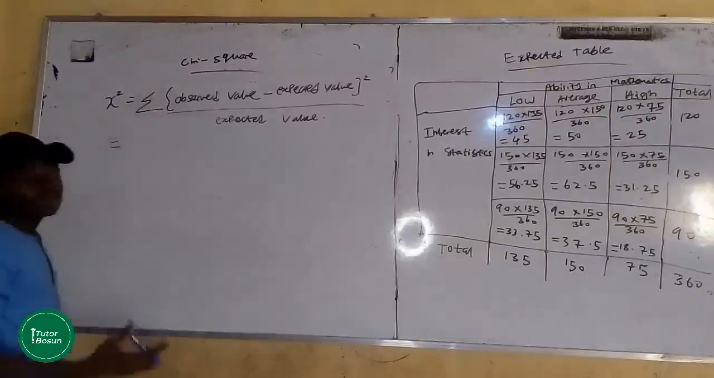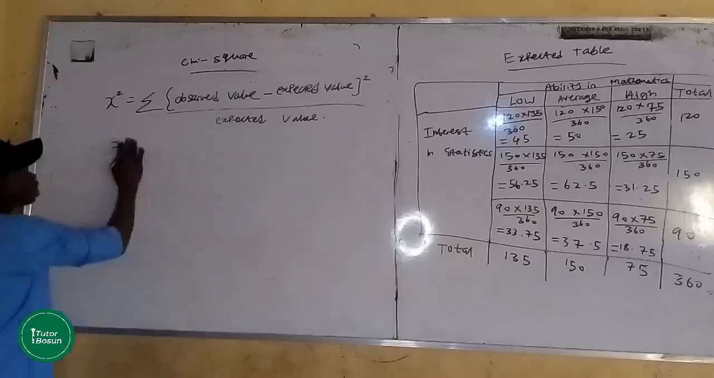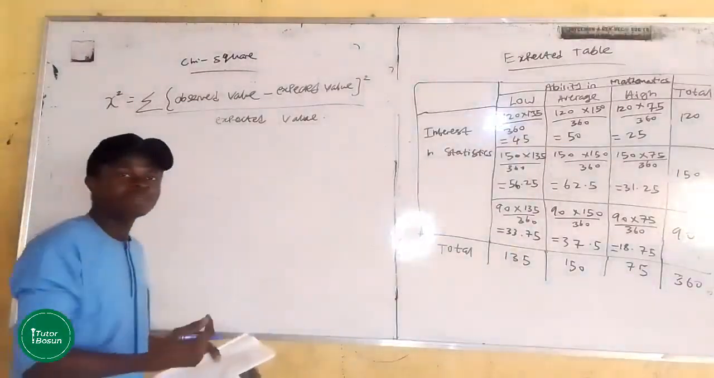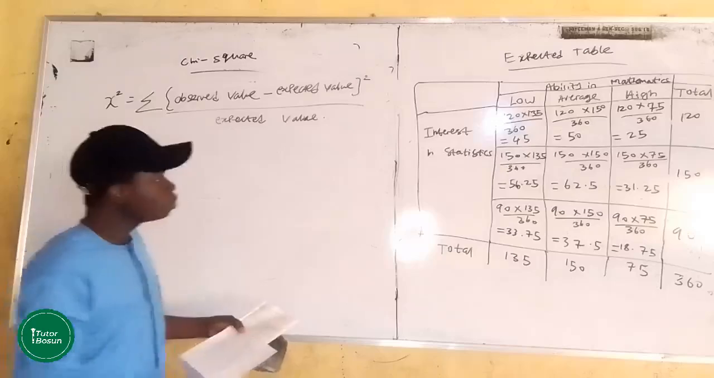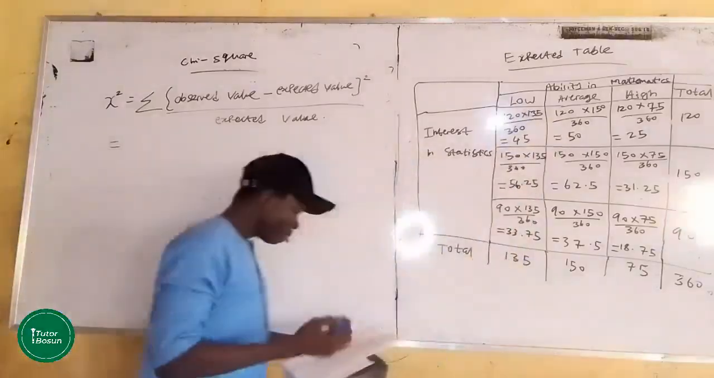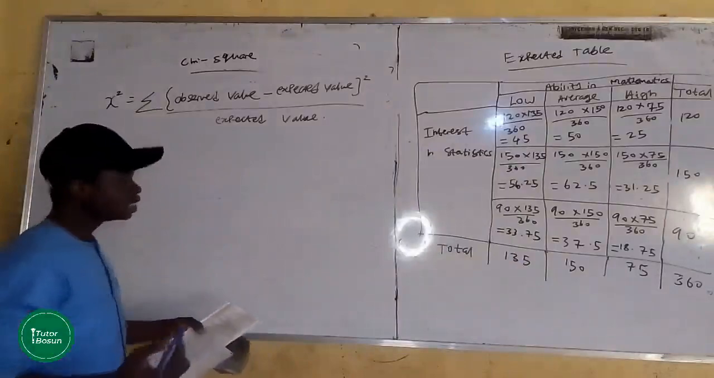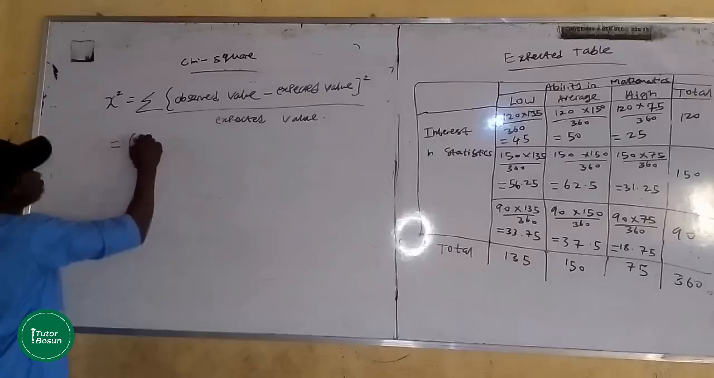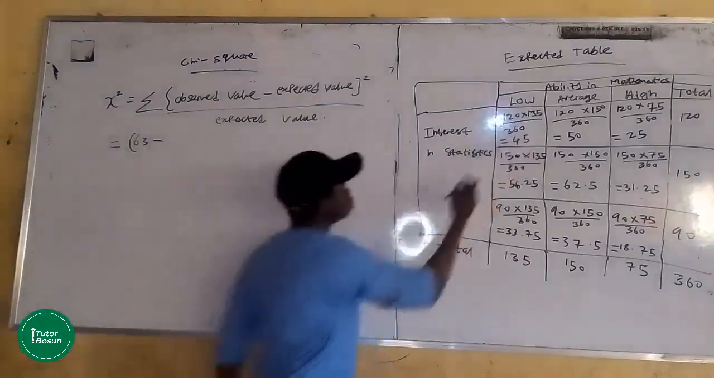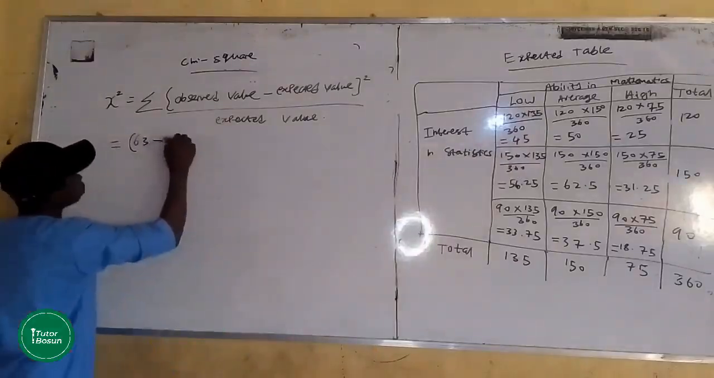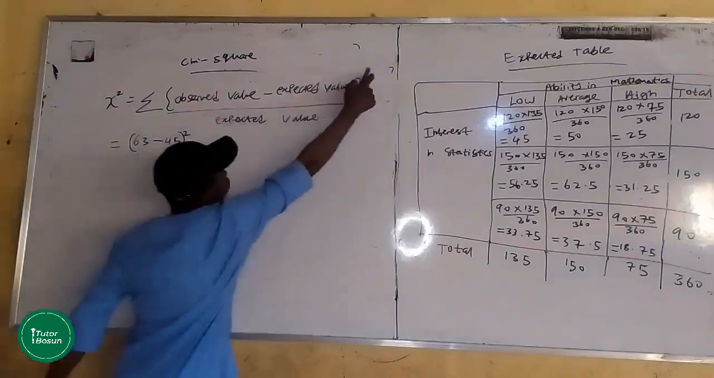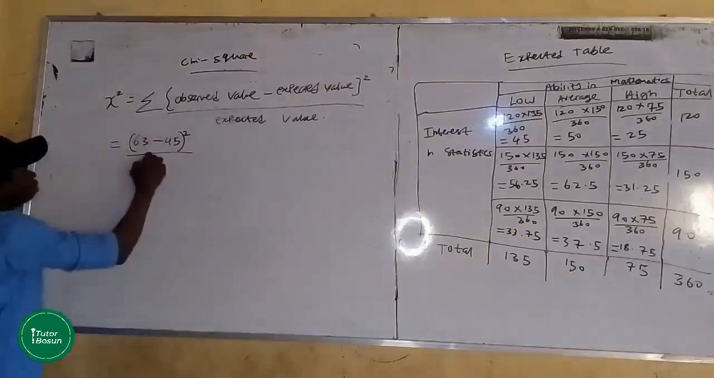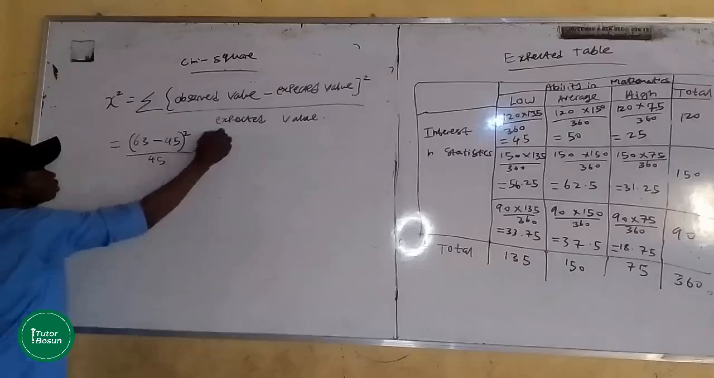Here we have solution means addition. So for the first one, our observed value is from the initial table you were given and not from this table. For this box, our observed value is 63. Don't forget, our observed value is 63. So here we have 63 minus the expected value, which is 45, minus 45 squared. Don't forget the square only affects the numerator, divided by the expected value, 45.